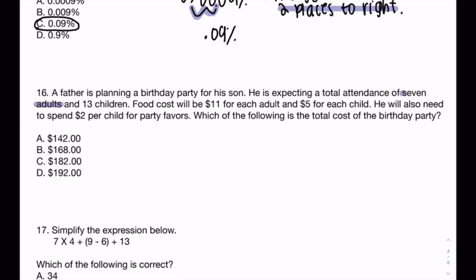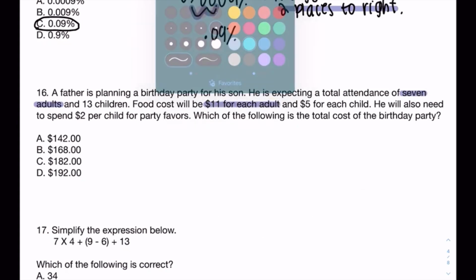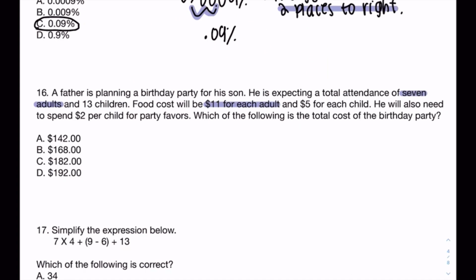There are 7 adults, and for each adult there's $11. Alrighty, then we're going to go ahead and skip over to 13 children. For each child, you not only have $5 for food, but you also have $2 for party favors. So we're going to go ahead and bring that 7 adults down. We're just going to break it down. That is the first thing you should do. Number 1, break down, which is kind of what we did above.